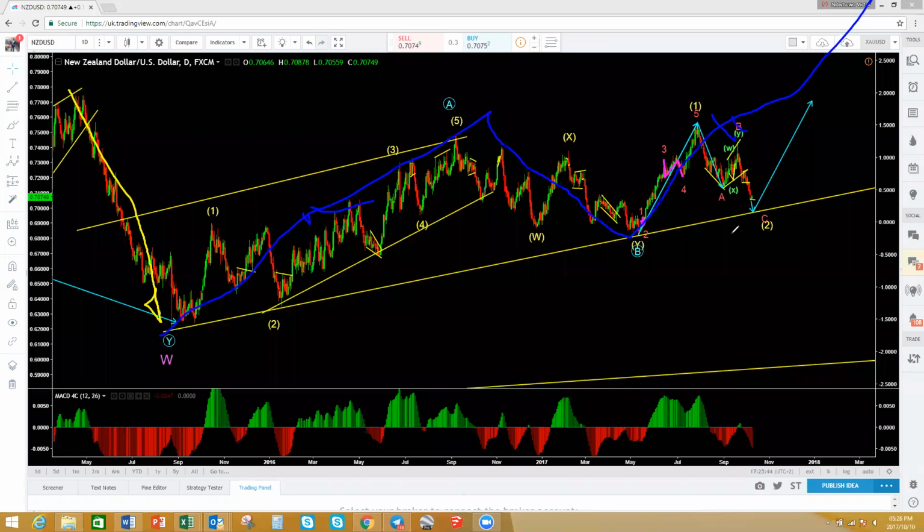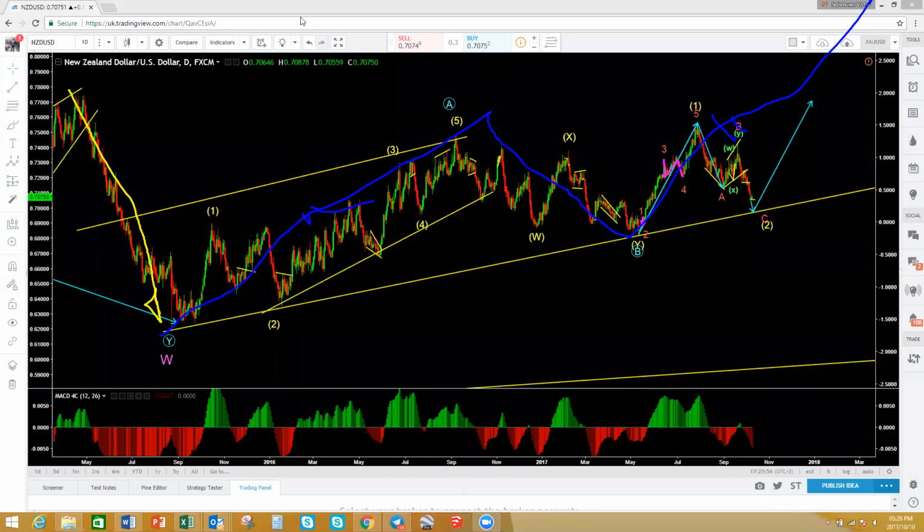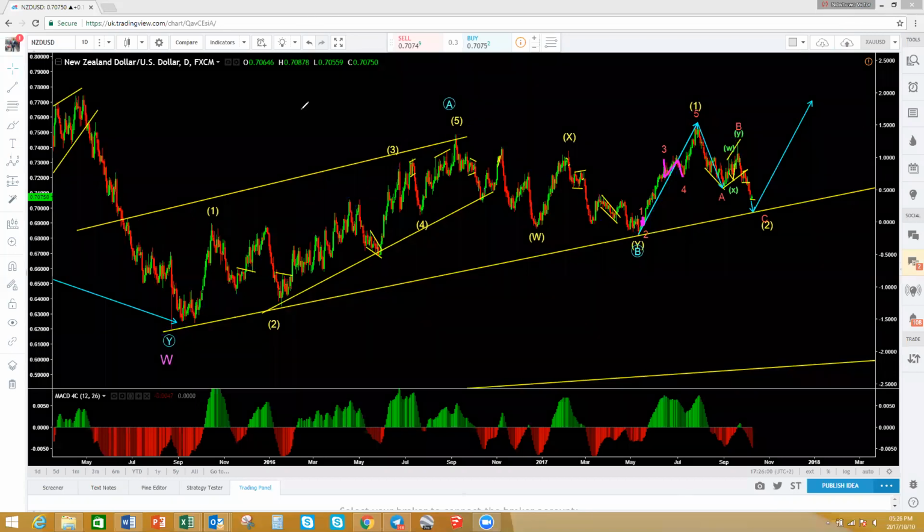Right now, I'm on a pullback. So I always say the market does not move in a straight line. So the overall target is to the upside, but right now we're pulling back. And this is how we're going to trade this. So look at this fractal between the two legs.